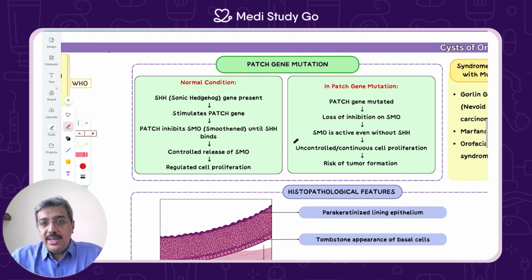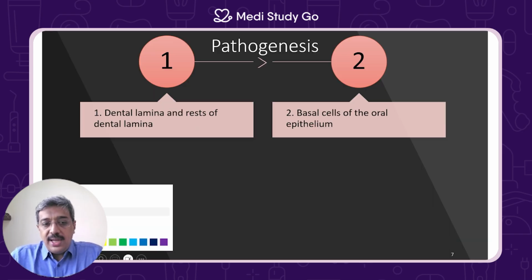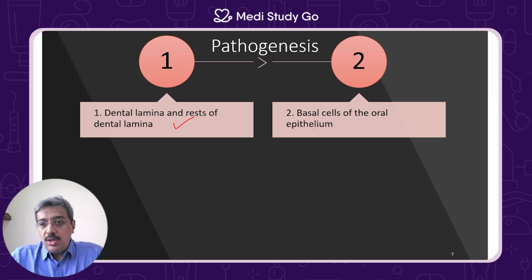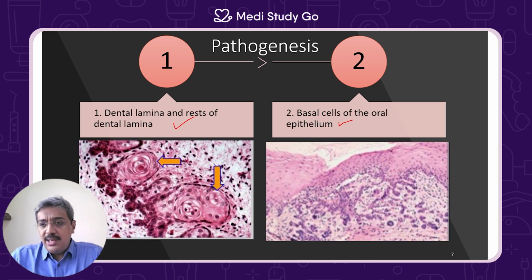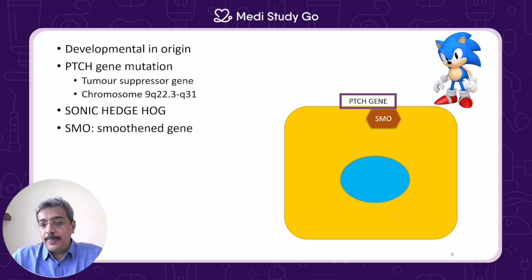The pathogenesis mainly involves the mutation of a gene called Sonic Hedgehog. So basically what we are looking at is dental lamina or the basal cells, they start budding into the connective tissue. So you can see this, the dental lamina, that is the cell rests of Serres, are budding into the connective tissue. Similarly, the superficial epithelium is showing this kind of budding. Each of these cells contain a gene on the surface called the patched gene, and you have a smoothened gene which is attached to it.